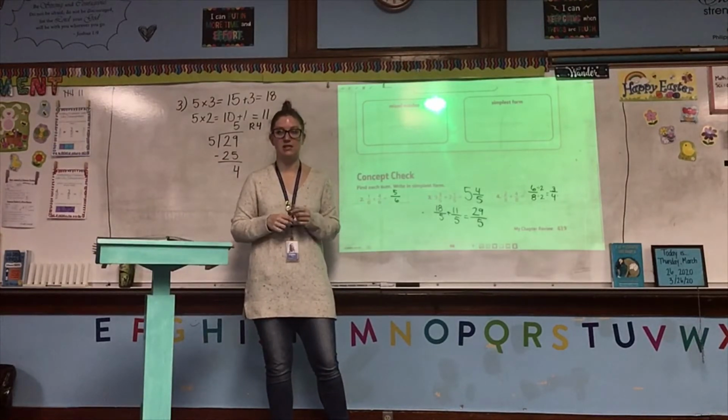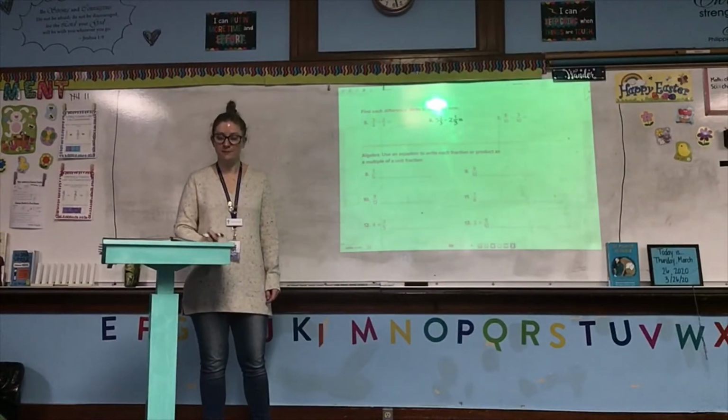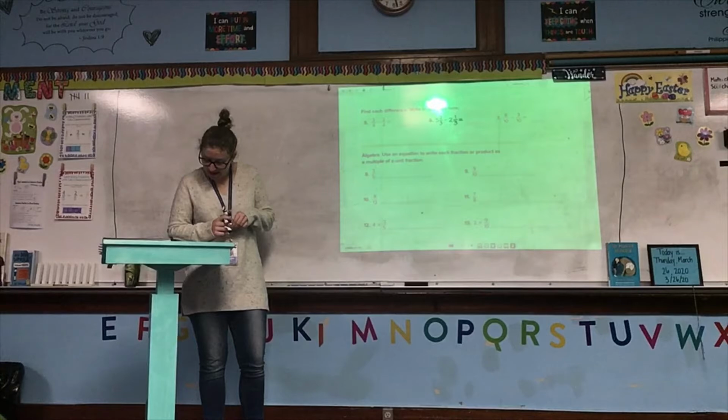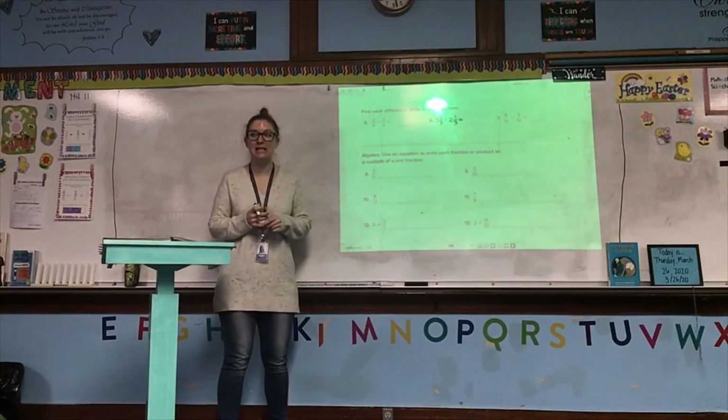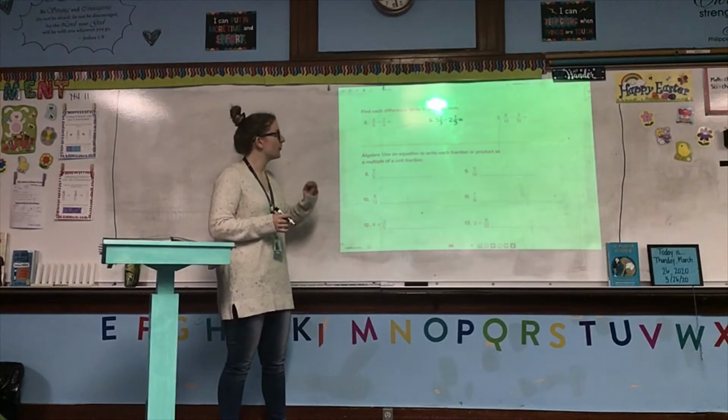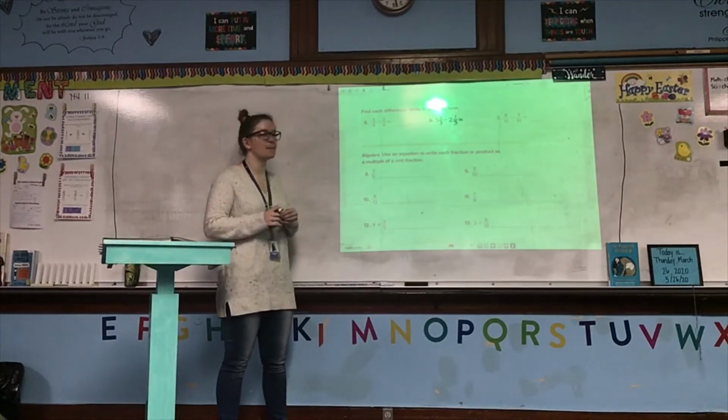Okay, go ahead and turn to the next page and get ready to keep checking. Okay. For numbers 5 through 7, the directions say find each difference and then write in simplest form. So for number 5, we have 3/4 minus 2/4.